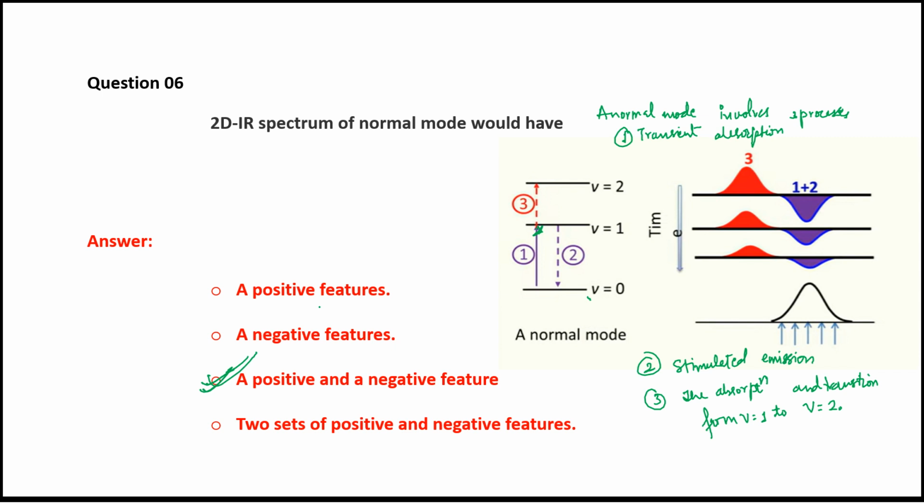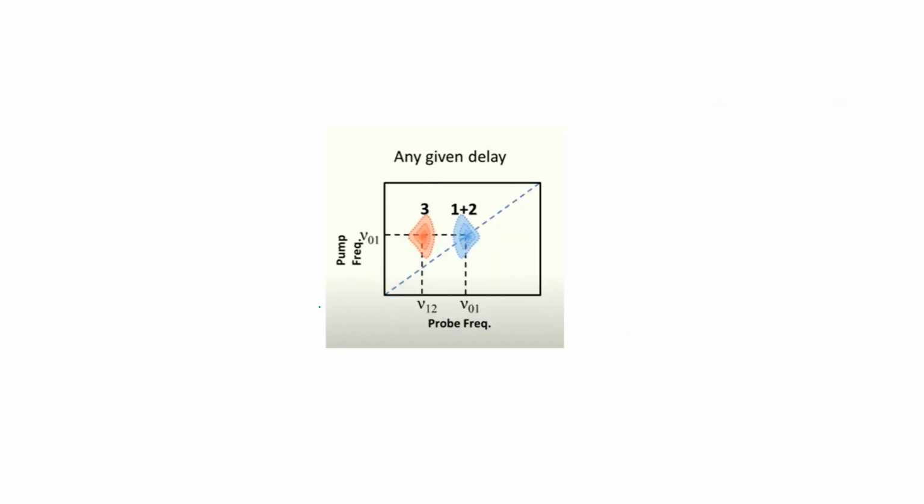Okay. So now we'll go on to the next question. That is question number 7. This will be the diagram where the pump frequency and the probe frequency are something. The pump frequency is equal to the energy gap between 0 and 1. With this as the pump frequency, if you apply a probe frequency with a value 0, 1, then you will get the 1 plus 2 peak. If you apply something that is less than that, then you will get 1 plus 0.